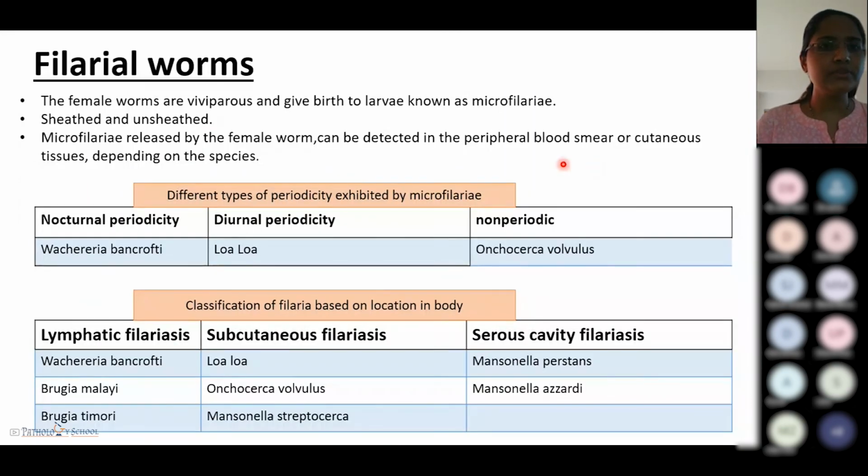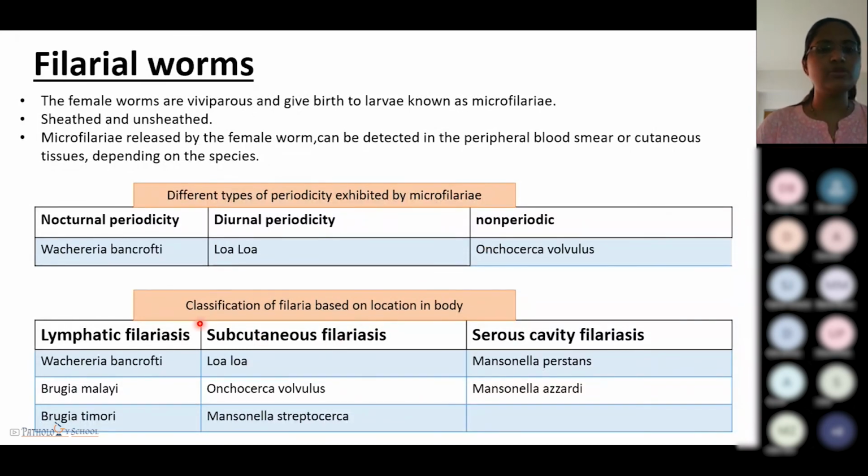Next is filarial worm. Female worms are viviparous and give birth to larvae known as microfilariae. They are sheathed or unsheathed, and they have different types of periodicity, where nocturnal periodicity is shown by Wuchereria bancrofti. Diurnal periodicity is shown by Loa loa, and Onchocerca volvulus is non-periodic.